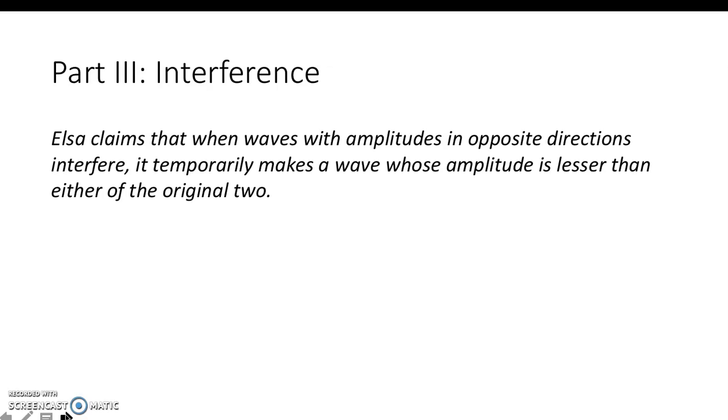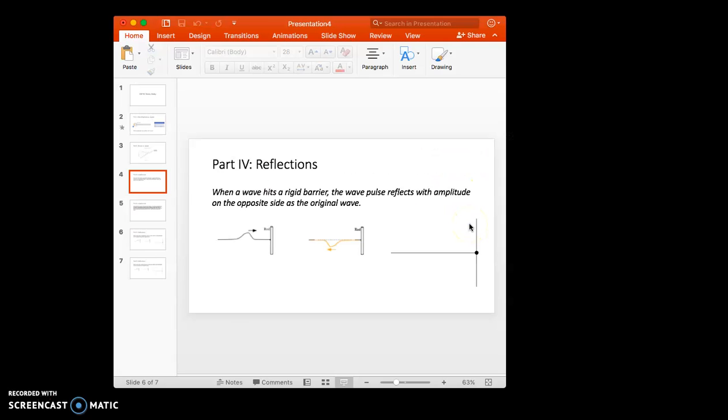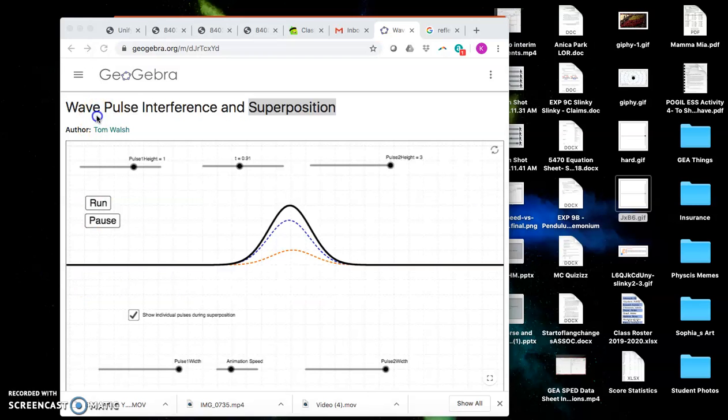For part 3, we needed to look at interference. Instead of collecting quantitative information where you were taking numerical data, this time you would take qualitative data, just based on your careful observations. In this case, Elsa claims that when waves with amplitudes in opposite directions interfere, it makes a wave whose amplitude is lesser than either of the original two. So, let's use this wave superposition tool.